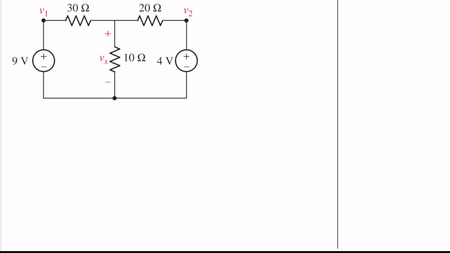Hello, in this video, I will explain how to find Vx here. Vx is the voltage across this 10 ohm resistor, right? So we will need to use nodal analysis. Here our goal is to find out what Vx is, and how to find it using nodal analysis.